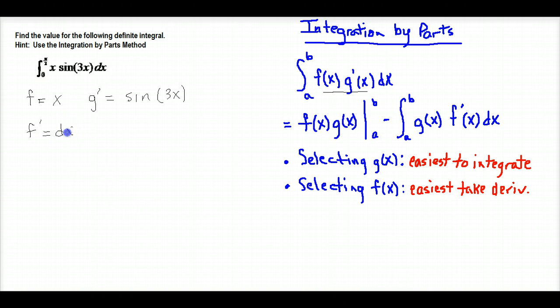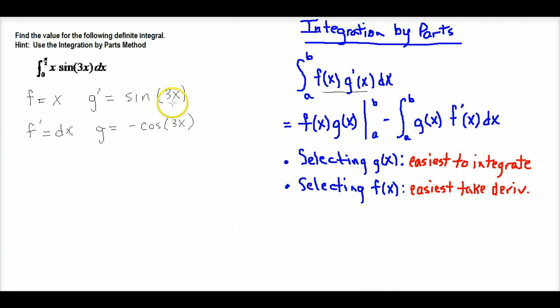So that would just give us dx here. To get to g, we would actually need to do the integral of sine of 3x. Well, the quick way to do that is knowing that the reverse of sine, as far as derivatives are concerned, would be a minus cosine 3x, because we know the derivative of minus cosine is sine.